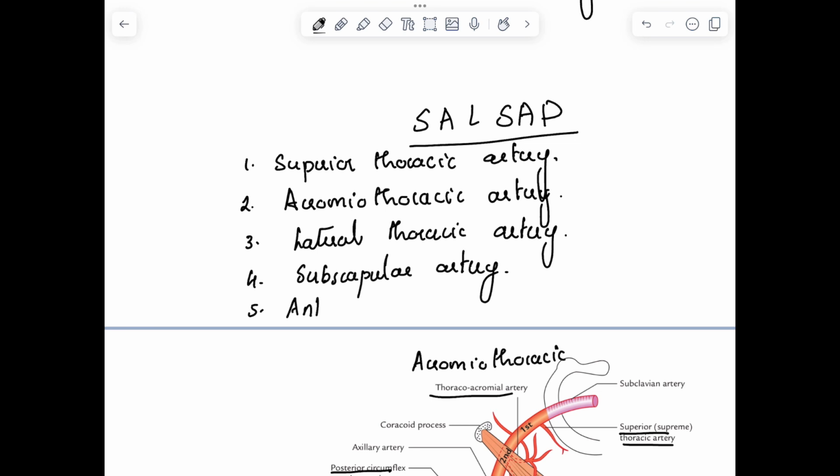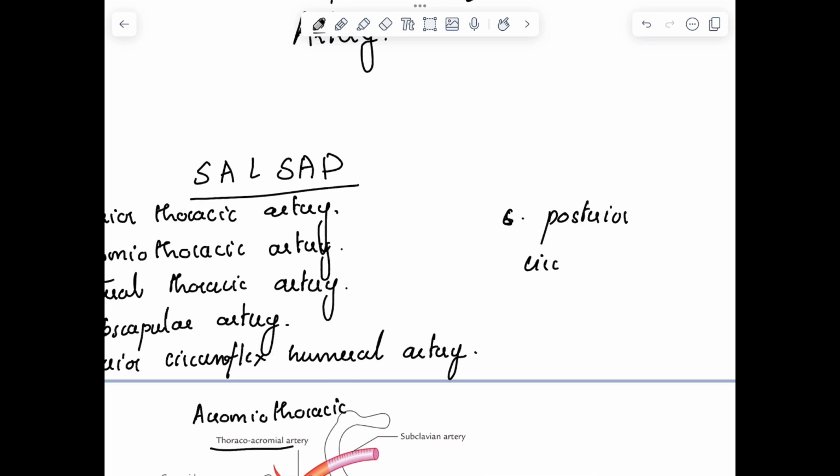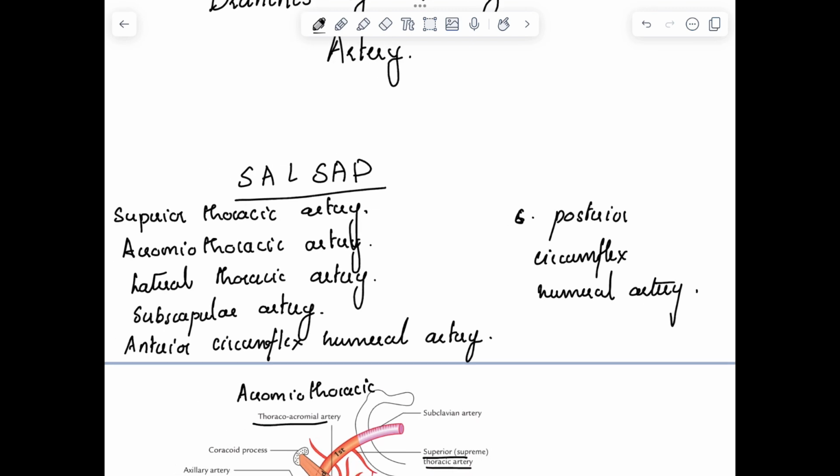Then the lateral thoracic artery, subscapular artery, anterior circumflex and posterior circumflex humeral arteries. The anterior circumflex and posterior circumflex humeral arteries wind around the humerus, hence they are named so. Alright. So these are the branches of the axillary artery.